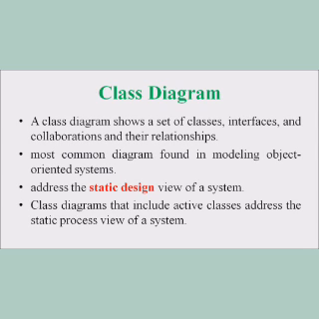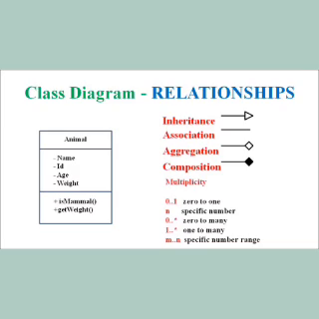So my dear students, we have discussed the class diagram associated with UML in this lecture. As we mentioned, a class diagram shows a set of classes, interfaces, and collaborations and other relationships associated with the classes in a particular program or procedure. This is the most common diagram found in object-oriented systems. My dear students, I hope you have understood this topic.